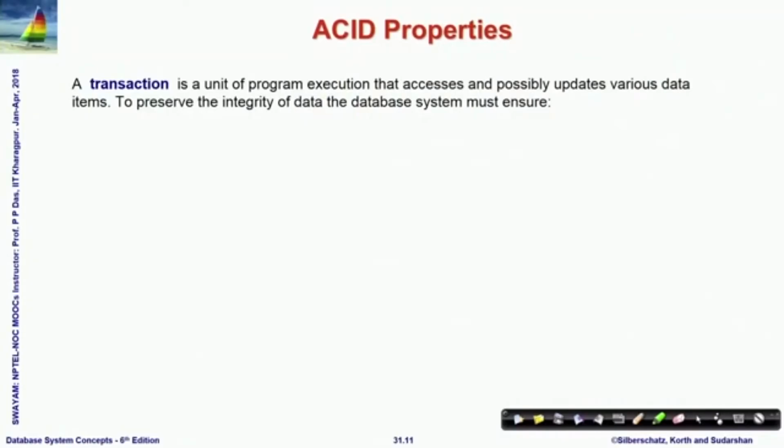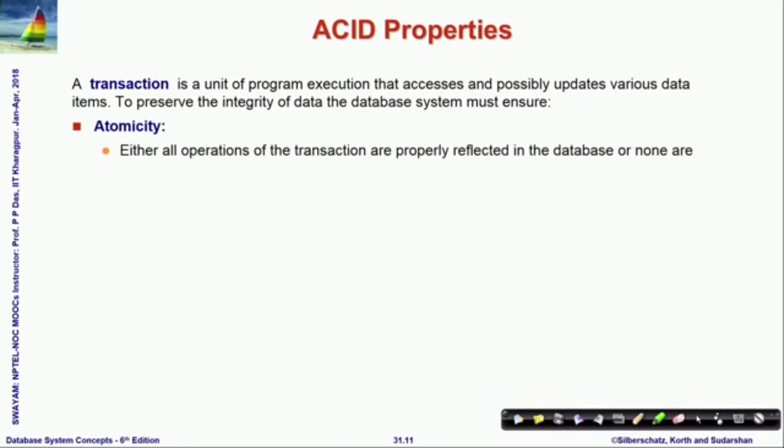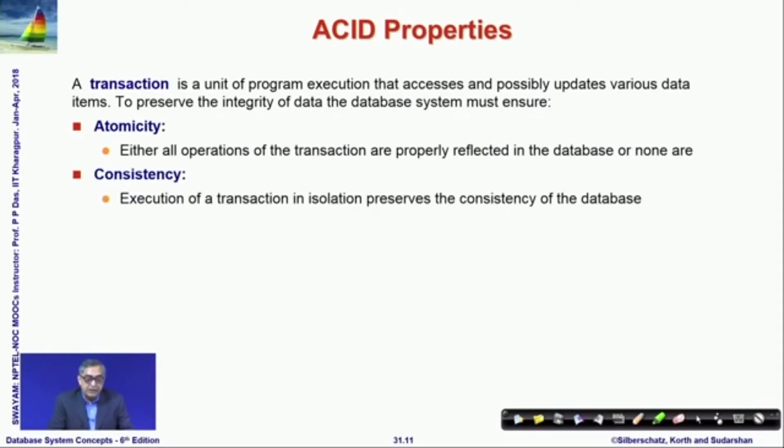So, these four properties are together called the ACID properties of a transaction system. ACID means A for atomicity: either all operations of the transaction are properly reflected in the database or none of them are reflected. C for consistency: execution of a transaction in isolation preserves the consistency of the database.